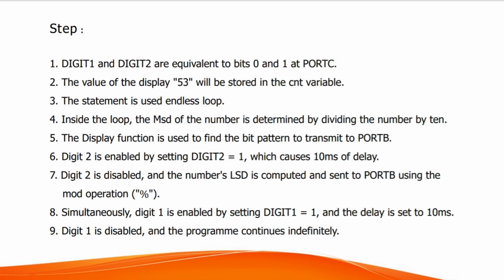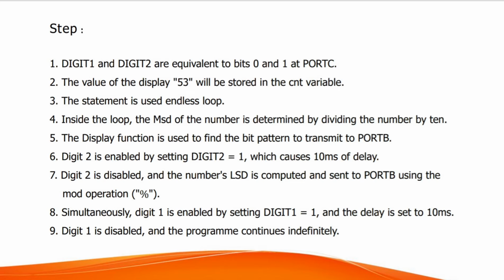And step 4, inside the loop, the MSD of the number is determined by dividing the number by 10. Step 5, the display function is used to find the bit pattern to transmit to port B. Step 6, digit 2 is enabled by setting digit 2 as 1, which causes 10 ms of delay.